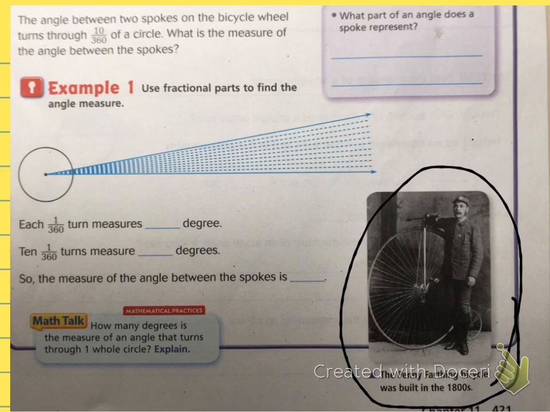It says, the angle between two spokes on the bicycle wheel turns through 10 360ths of a circle. What is the measure of the angle between the spokes? Well, let's see. We're going to use fractional parts to find the angle measure. So if we go down here and answer the questions, each 1/360th turn measures how many degrees? You're right, 1 degree.